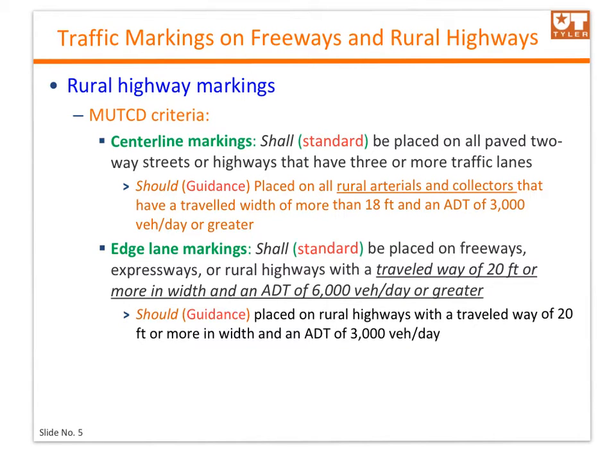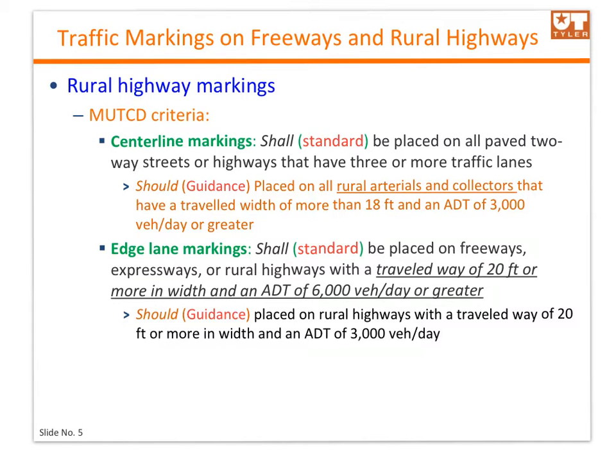So the edge lane markings, it shall be placed on freeways, expressways, or rural highways with a traveled way of 20 feet or more in width and average daily traffic of 6,000 vehicles per day or greater. While this criteria becomes a guidance for edge lines that have to be placed on rural highways with a traveled width of 20 feet or more in width and average daily traffic of 3,000 vehicles per day.